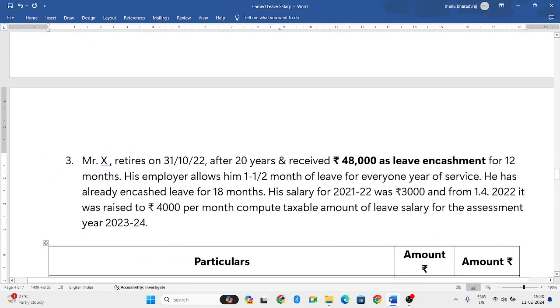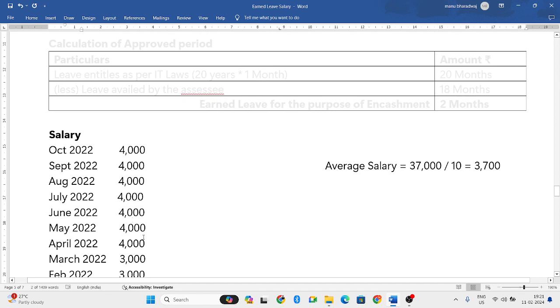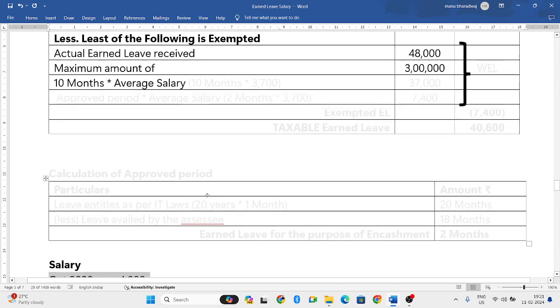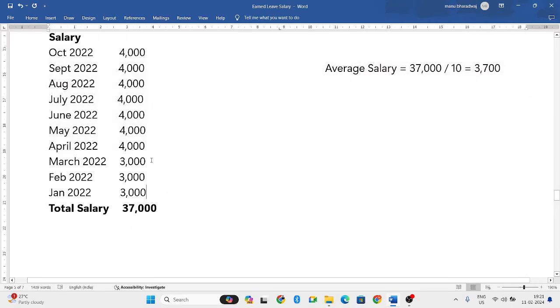What they have told in the question is that his salary for 21-22, that is the full year from 1st April 2021 to 31st March 2022, was 3,000. From 1st April 2022, it was raised to 4,000. So for April, May, June, July, August, September and October, I have written 4,000 each. Before it was 3,000, so for the remaining months, I have written 3,000. When I add everything, I get the total salary, that is 37,000.